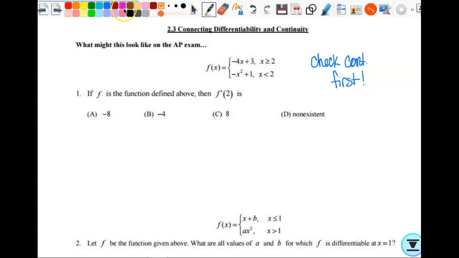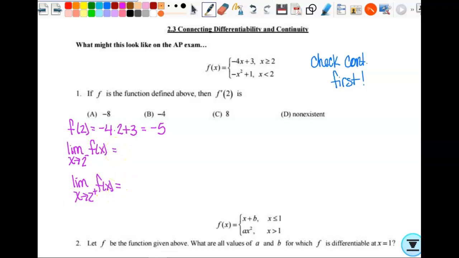So to check the continuity, because if it's not continuous, then it's not differentiable, right? So I'm going to find f of 2. What's f of 2? Negative 4 times 2 plus 3, right? Negative 5. Yes? Okay. And then I need to find the limit as x approaches 2 from the left of f of x, and the limit as x approaches 2 from the right of f of x. From the left would be this one right here, so I get negative 2 squared plus 1, so it's negative 3. And from the right, it's negative 4 times 2 plus 3, which is still negative 5. Okay.